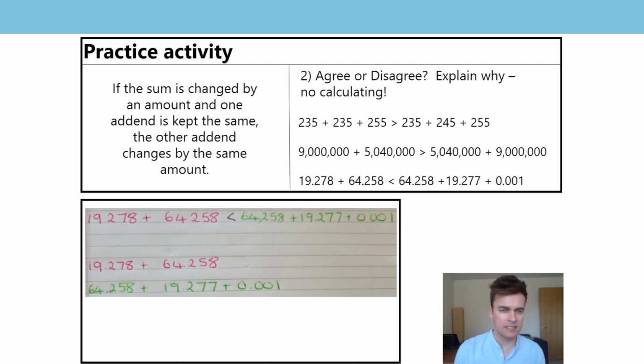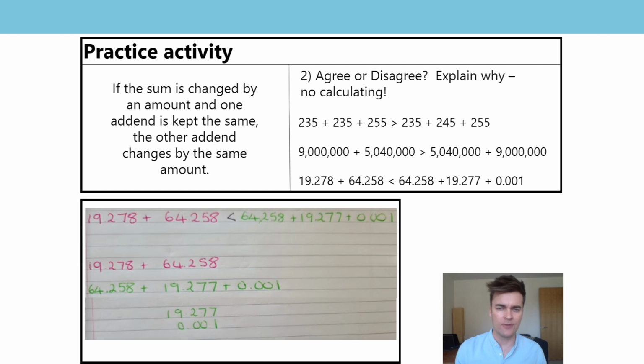So let me look at 19.278 on the left. On the right, I've got 19.277 and 0.001. Let me look closer at those 2 parts on the right. 19.277 and 0.001, well, that's equal to 19.278. So actually, once again, what's on the left is equal to what's on the right.